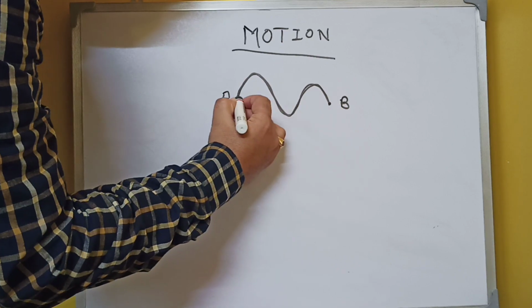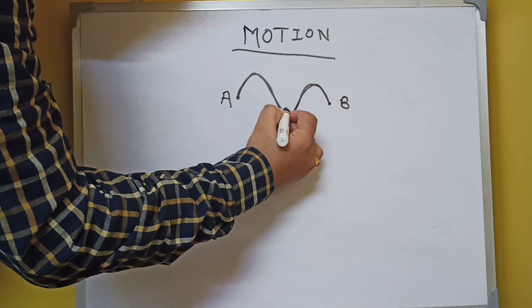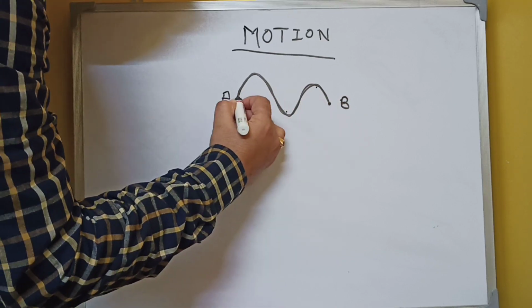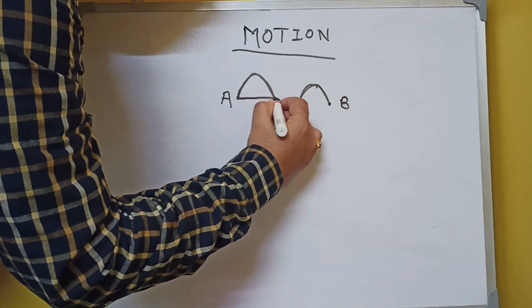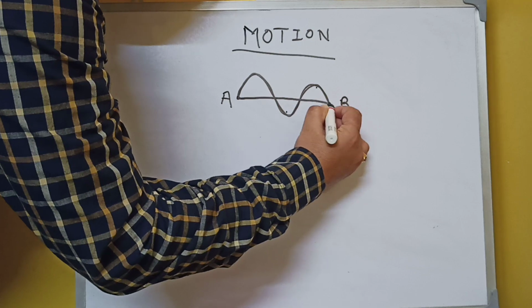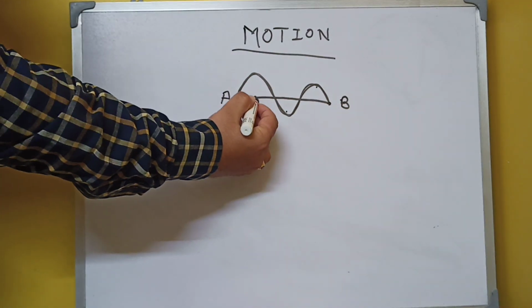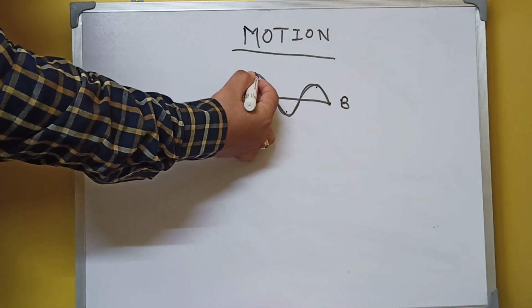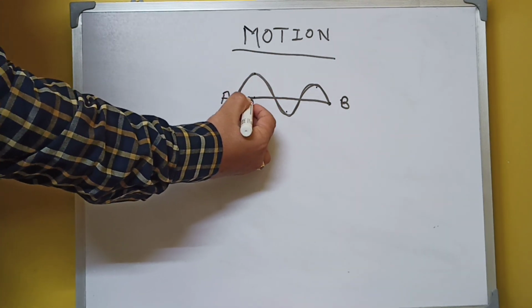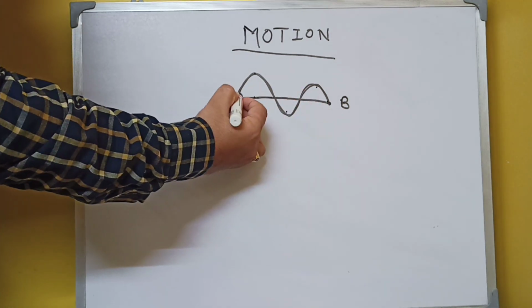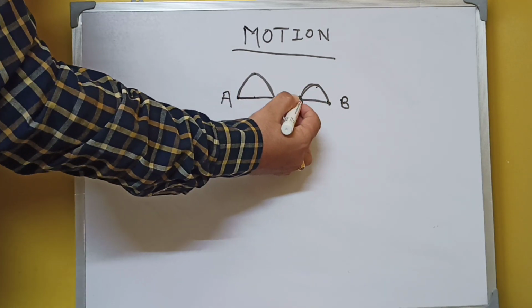If we connect the first position and the last position along the path, it is called the distance. If we connect the first position and last position in a straight line, this is called the displacement. So what is the difference between displacement and distance? Displacement is the straight path between the first position and the last position, and distance is not a straight path.